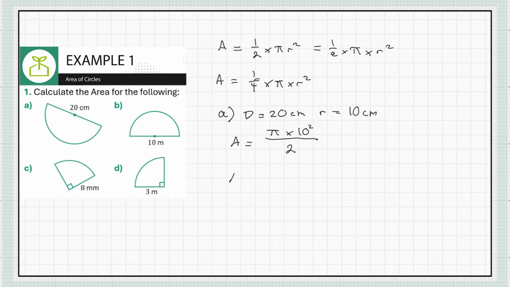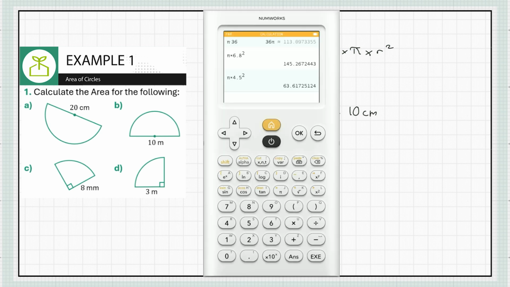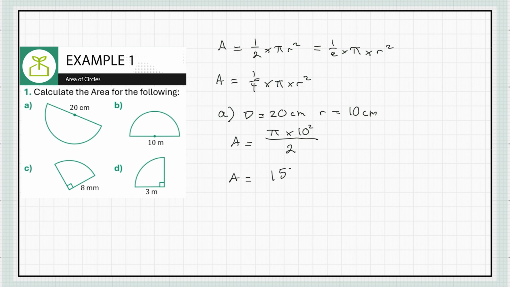So we just put that into our calculator. Pi times 10 squared is just 100. Hit execute, and then you can take the answer and divide it by 2 and you'll get your final result. So in the beginning we got 100 times pi, and then after dividing it by 2 we got 50 times pi, which is equal to 157.07. Because we're going to round to one decimal place, we're just going to do 157.1. And that'll be centimeters squared.